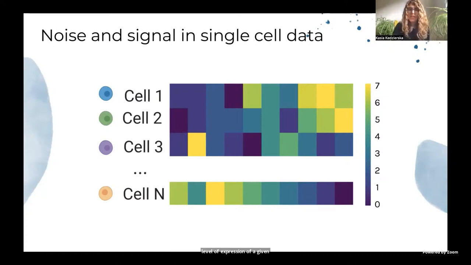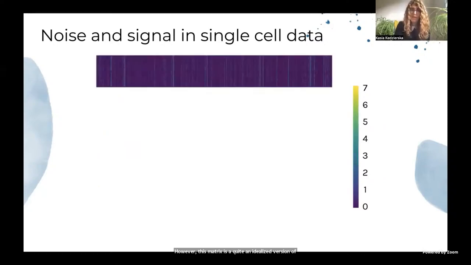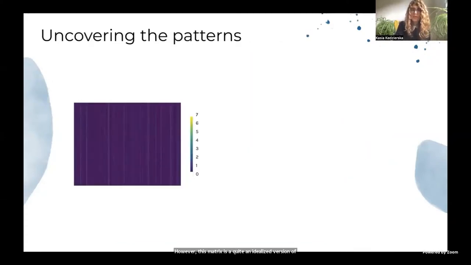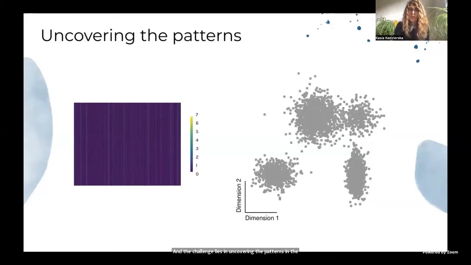However, this matrix is quite an idealized version of a real-life one. In real life, the data is much noisier and sparser. And the challenge lies in uncovering the patterns in the data. We could imagine having a model that would take that matrix and create an embedding space where we could project the data. And what we would see, for example, are those 4 clusters. And we can get excited about potentially exploring the differences between those clusters and learning about the biological differences.